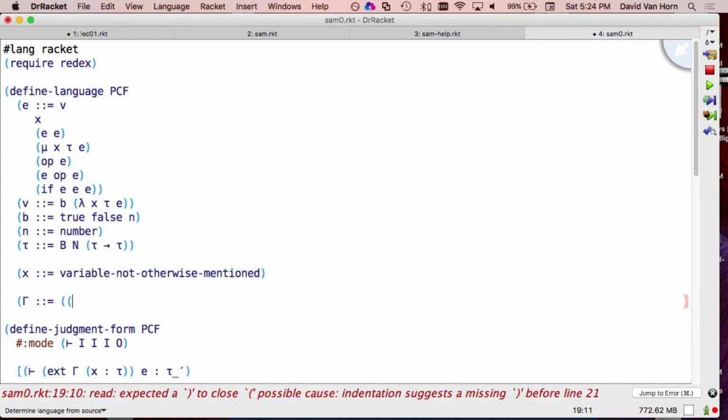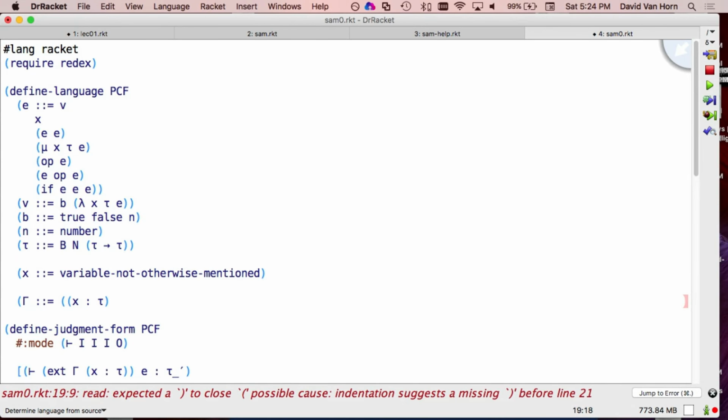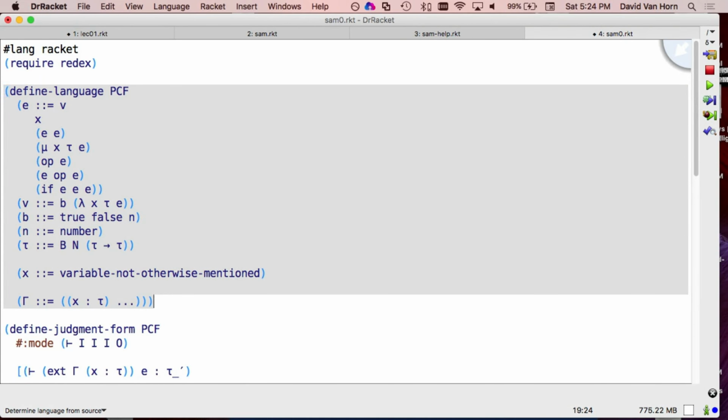A type environment is just a list of bindings between variables and types, so zero or more of these colon pairs. The colon here is not special. It has the same status as lambda or mu or this arrow. It's just a keyword or a literal in my language here.